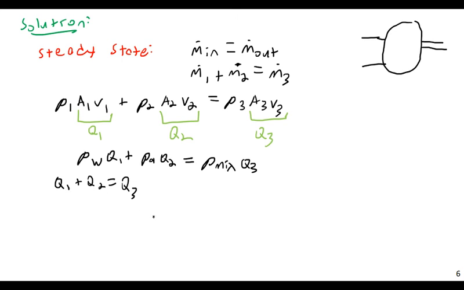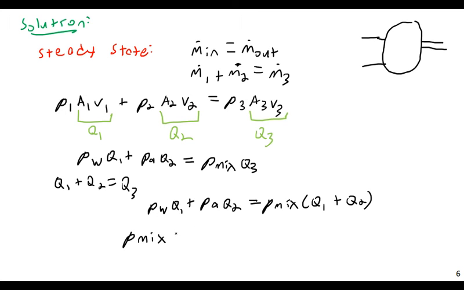So Q1 plus Q2 equals Q3. And if I plug these together, I can get that rho water Q1 plus rho A Q2 will be equal to rho mix times Q1 plus Q2. And if you do a whole bunch of plugging and chugging, I know rho water, I know Q1, I can find rho alcohol by multiplying 0.8 times rho water, I know Q2. I know everything except rho mix, so I can solve for it very easily. If you run through the numbers, you will get that rho mix is equal to 849 kilograms per cubic meter. And that is going to be the density of our final answer here.